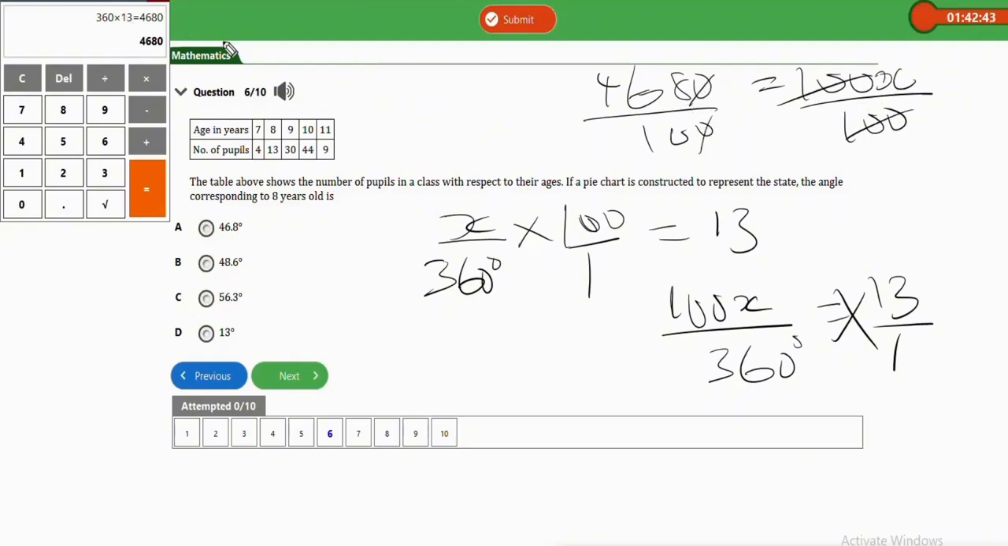So we are left with, let's punch this in the calculator. We have 468 divided by 10. So we have 46.8. The correct option is option A. It's as simple as this.